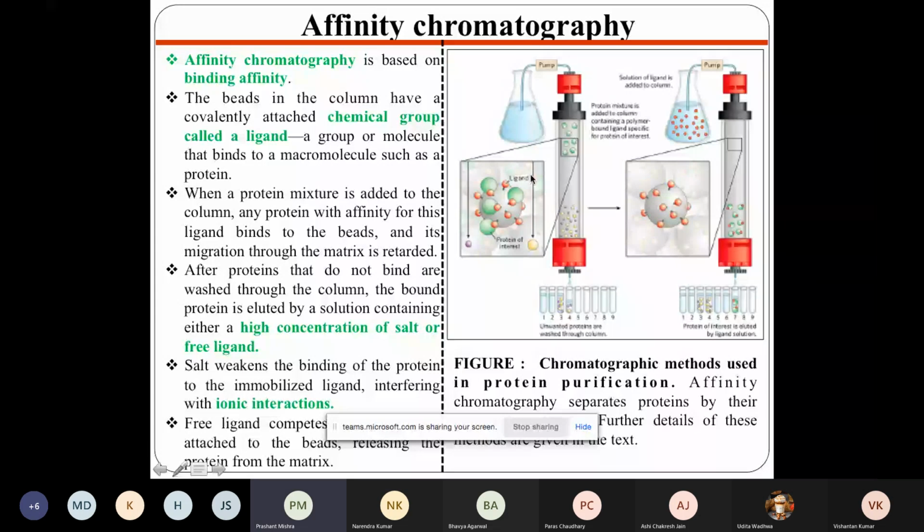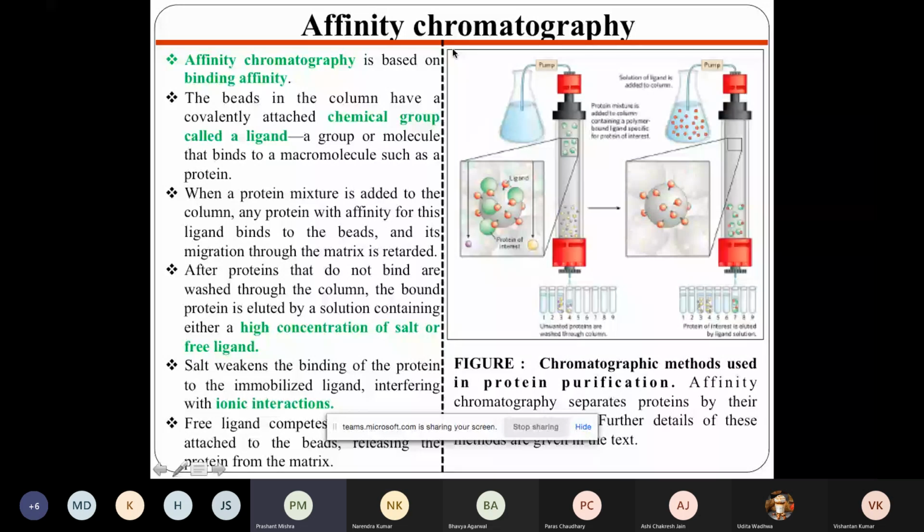So why does salt allow this protein to come out? Because salt weakens the binding of the protein to the immobilized ligand, because it is interfering. If the interaction is by ionic interaction, as you know, the salt can interfere because salt ions are smaller molecules. They will bind in larger numbers, and thereby they will replace the protein molecule. In the same way, you can use free ligand, which can compete with the matrix, and after competing, they will allow the protein to be liberated. So this way you can use affinity chromatography.